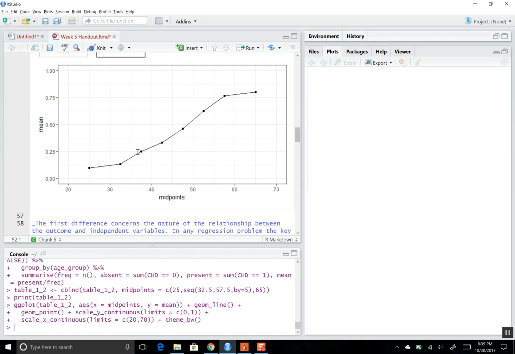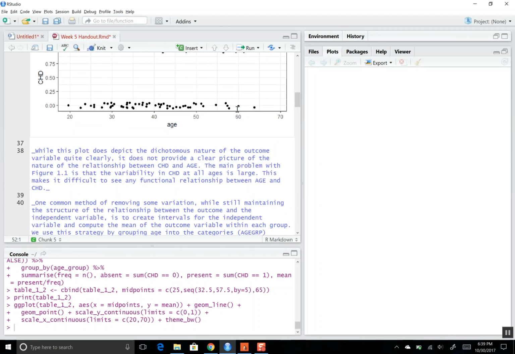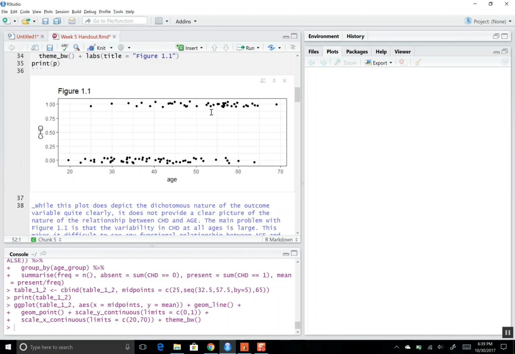And so basically we want to be able to fit a nice smooth curve to effectively this line, or truly the data that underlies it.